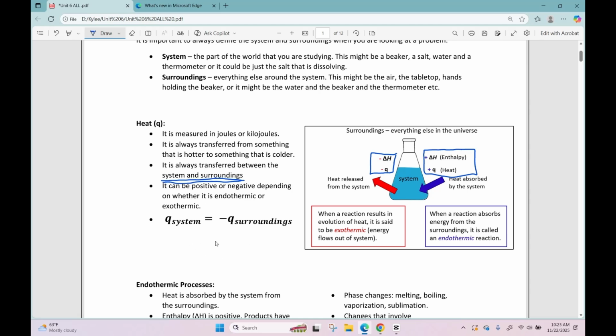And then these should be equal. So heat gained by the system should be equal to energy lost by the surroundings, or vice versa. And we can set those equal to each other. Sometimes in calculations, it's helpful to do this if we have calorimetry, which is something that we will talk about in this unit. This is where we measure heat being released from a substance, that would be our system, to the surroundings, and then we measure that energy.